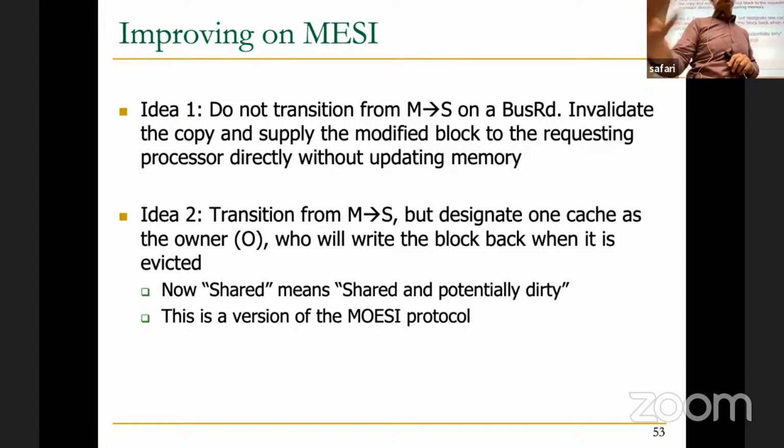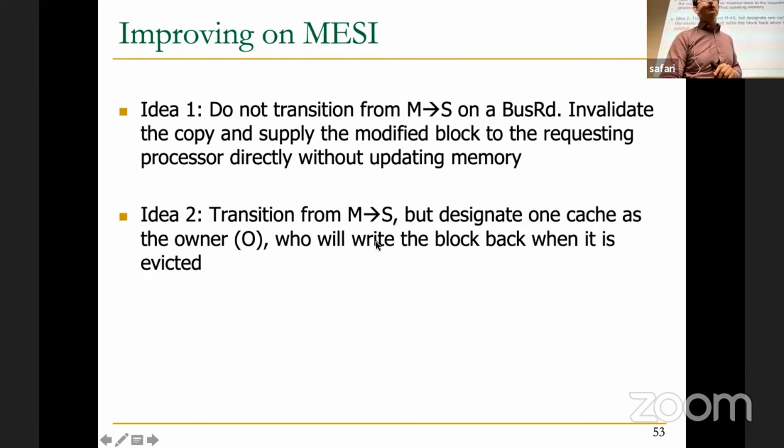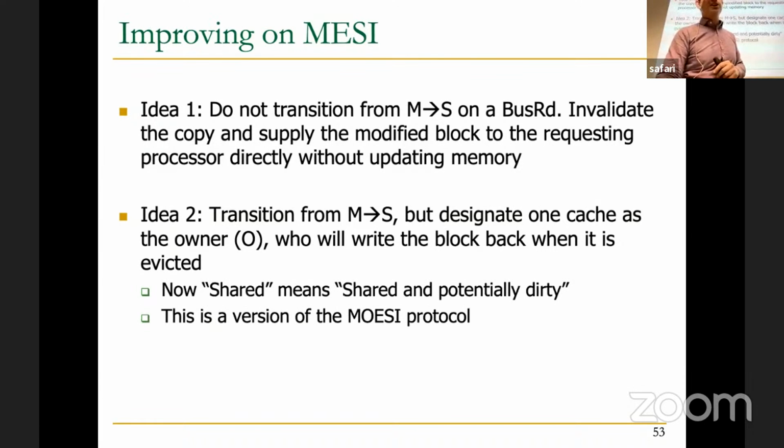So that's why a lot of people have implemented the MOESI protocol. You transition from modified to shared, but designate one cache as the owner who will write the block back when it's evicted. But there are basically additional things that you do. This is the basic idea. Now shared means shared and potentially dirty. Now I changed the definition of shared. That's one way of implementing it. Another way of implementing is basically what you said. You added two states as opposed to one state. But this is a version of the MOESI protocol in the end.